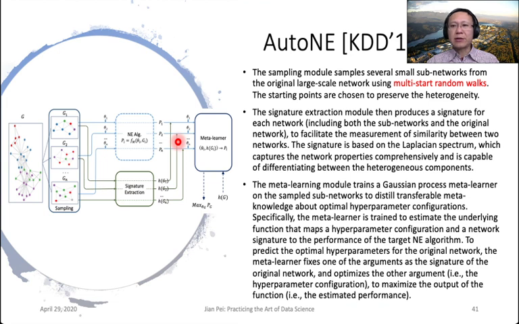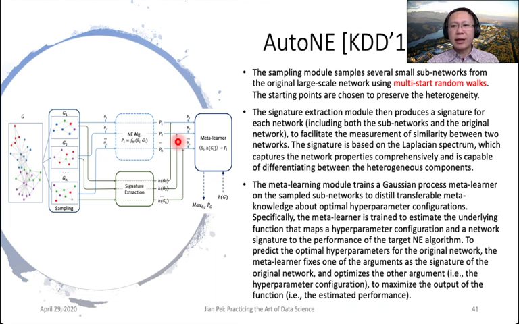There are two steps here. The first step is that we sample several small subnetworks from the original large-scale network using the multi-start random walk here. One question is why we use random walk here instead of simply sampling a graph. The tricky thing is that if you only sample a subset of nodes in a network, those nodes may not even be connected. It does not really represent the network structures for the network embedding task. Therefore, we have to use the multi-start random walks here.